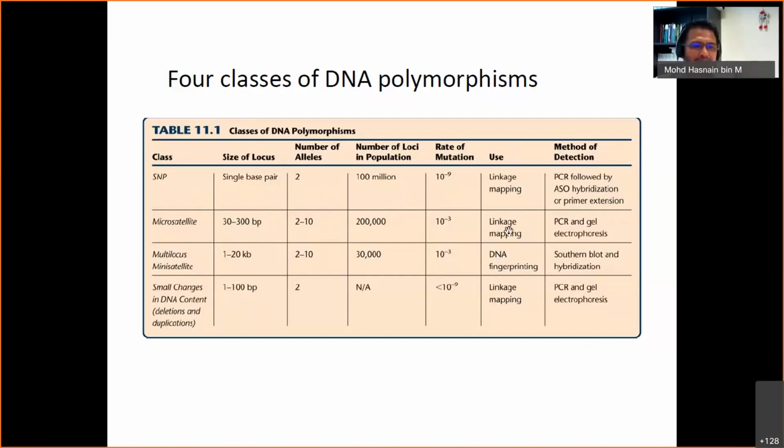For linkage mapping, to see the connection between, for example, in mapping of the restriction enzyme, linkage mapping, gene mapping, usually we use microsatellite and SNP level. Okay, and then how we detect is by PCR most of the time. For bigger DNA, this one, the minisatellite, why don't we use PCR?